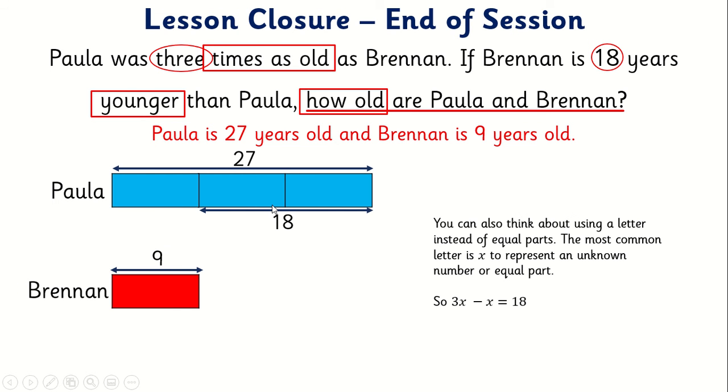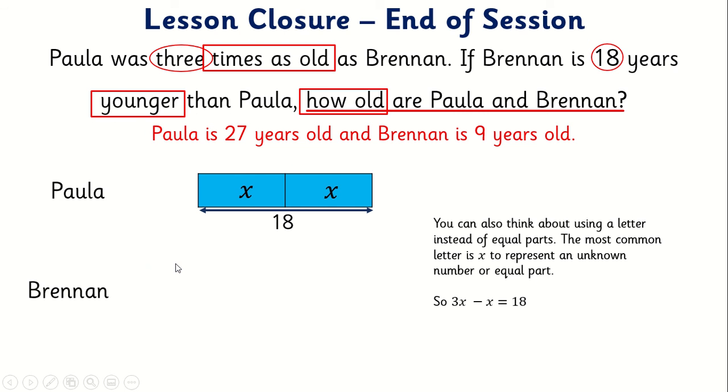We can also use letters like we do in algebra, and the most common one is x, and really all it means is unknown number or equal part. It doesn't mean multiply, and that's where the confusion often comes in. So in this case, 3x take away our x at the bottom. So 3x take away x equals 2x, which equals 18. So 2x equals 18, divide each side by 2, and x equals 9. So that's how we can start to link it.